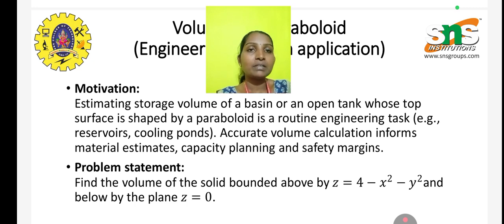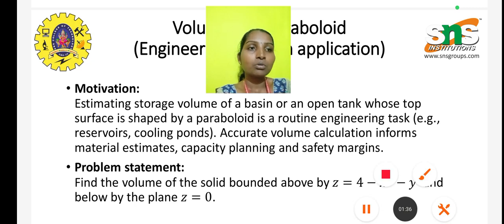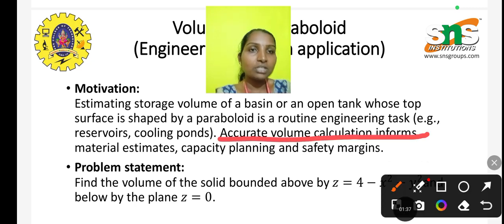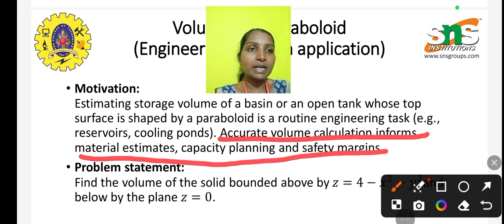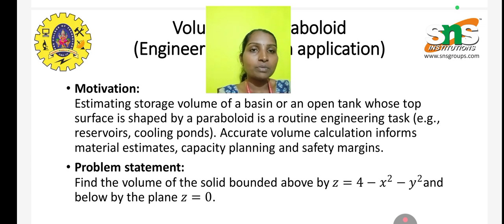For example, in great reservoirs or in cooling ponds, we will be having that particular task. So accurate volume calculation informs material estimates, capacity planning and safety margins. These are the things we are going to undergo after building up the tank. So we are in need of volume calculation.